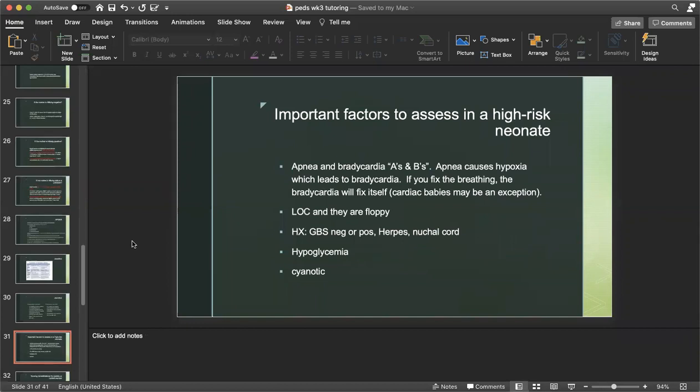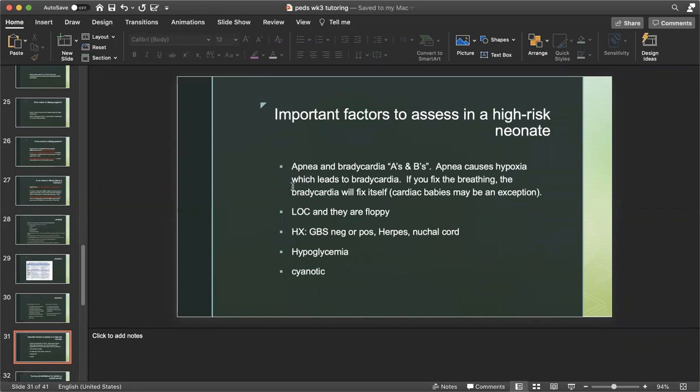So, some important factors to assess in a high-risk neonate. You want to do the apnea and bradycardia, aka the A's and B's. Apnea causes hypoxia, which leads to bradycardia. So if you fix the breathing, the bradycardia will fix itself. And I remember there being something along the lines of that on the exam. It wasn't word for word, but make sure you know that for sure.